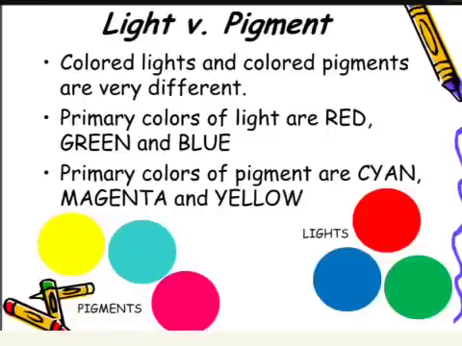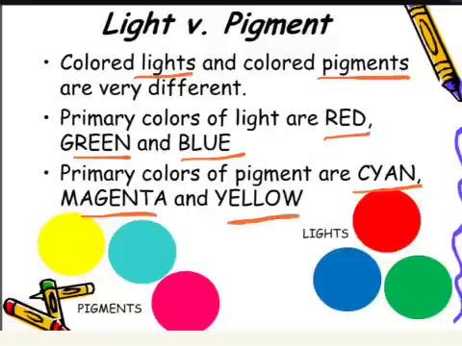Okay, the last thing I want to talk about with this lesson has to do with the difference between colored lights and colored pigments. What you're probably most familiar with has to do with colored pigments. Like if you took art with Mr. Broadway, you learned about colored pigments and mixing pigments together and what colors you'll get. But colored lights are very different. The primary colors of light are red, green, and blue. The primary colors of pigment are cyan, magenta, and yellow.